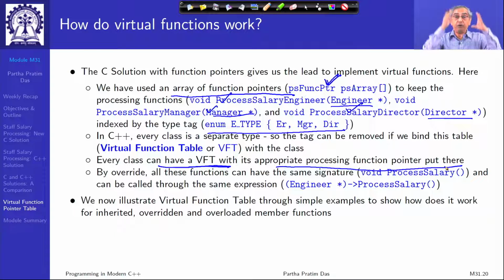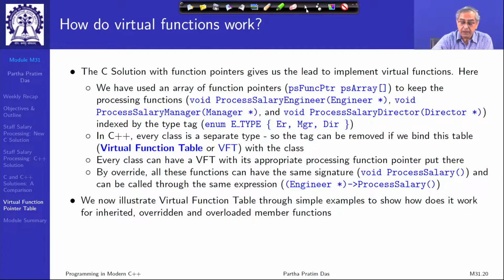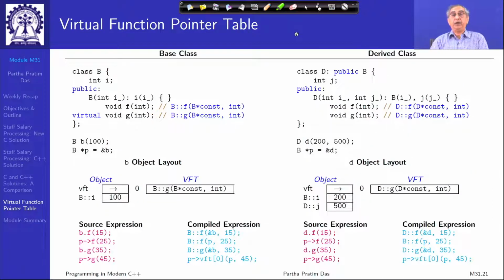So, it is not a common table where you are indexing and finding out which one I want. Rather, we say that for every class we have a different table, and every table keeps the processing function for that class, and those tables are called virtual function tables. Right. Now, let us look at it in the actual C++ context.